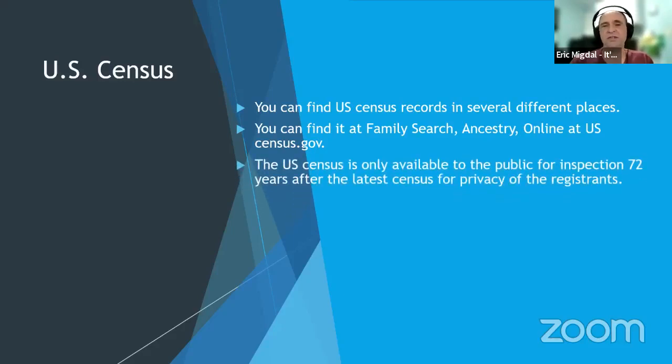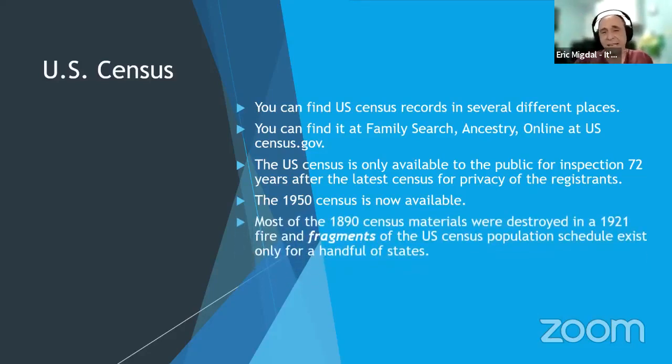The U.S. Census is only available to the public for inspection 72 years after the latest census, for privacy of the registrants. The 1950 census is now available. It became available last April.